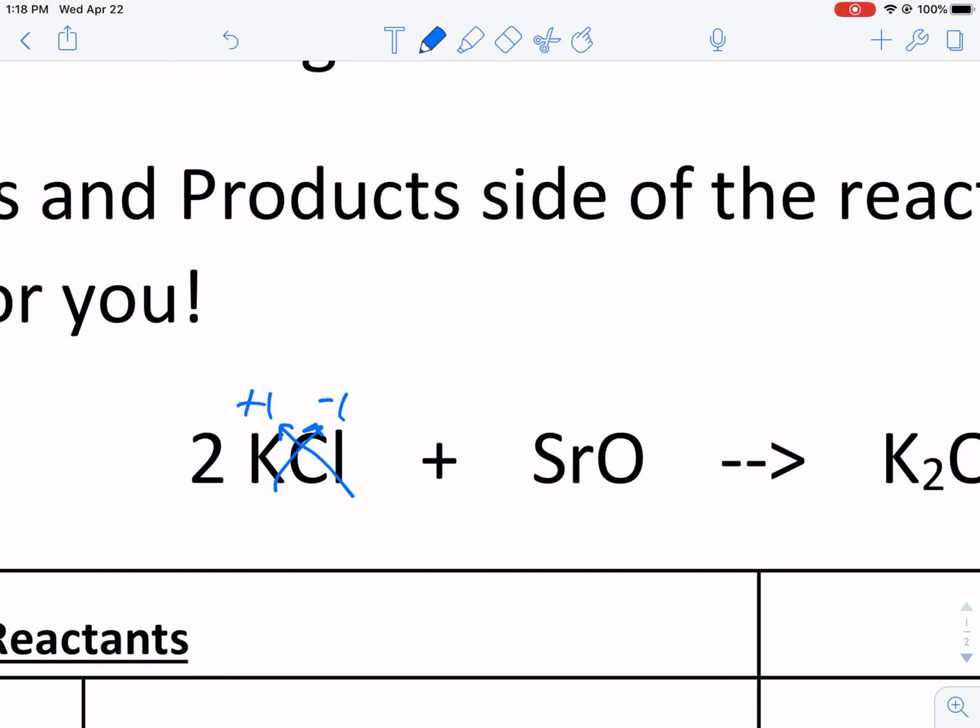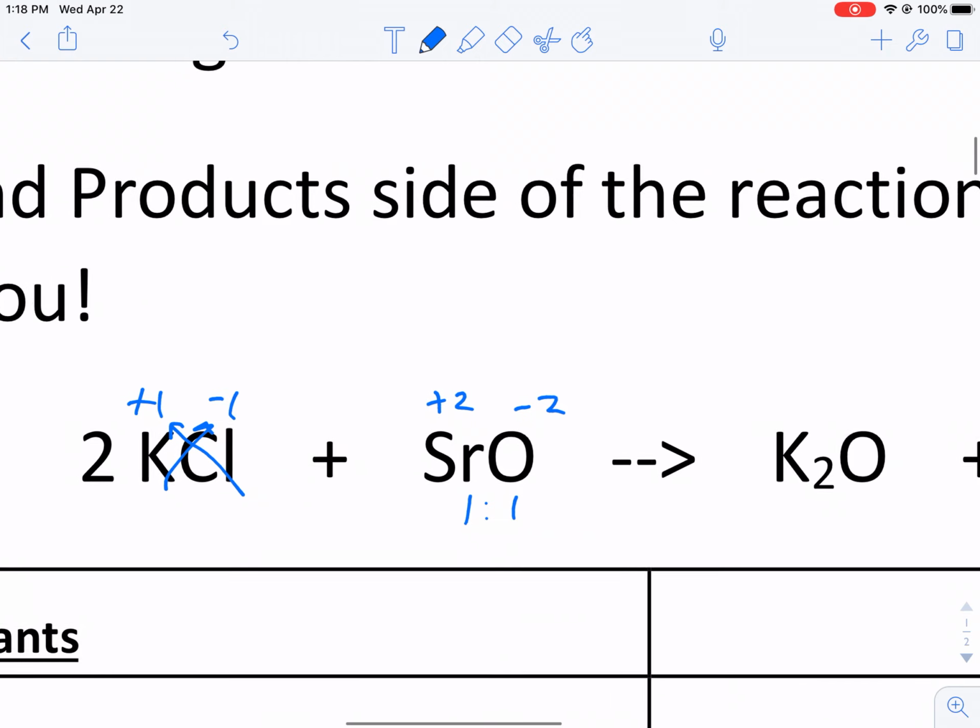Let's look at strontium oxide, SrO. I know that oxygen is in group 16, so it's a -2. My ratio, strontium to oxygen, is 1-to-1, so that means strontium has to be a +2.